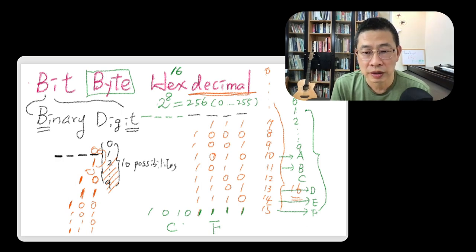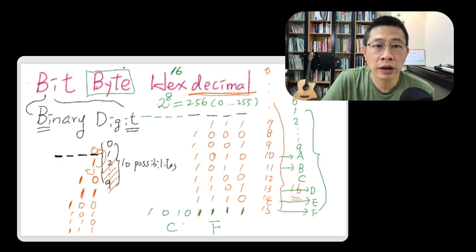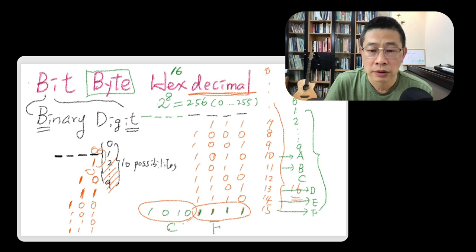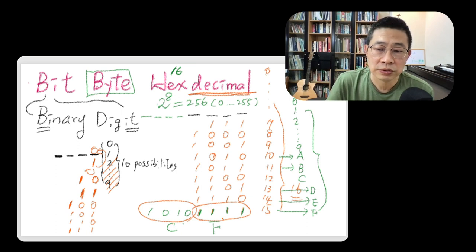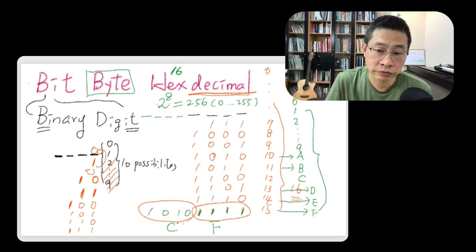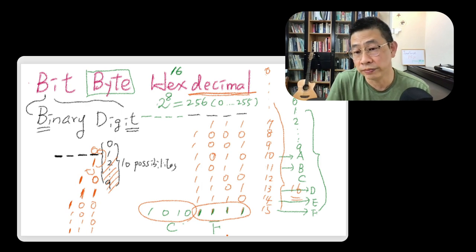To wrap up, you can see some pattern in this example. These 4 bits, or 1 nibble, can represent a single hexadecimal digit. Another 4 bits, the high nibble, will be represented by another.